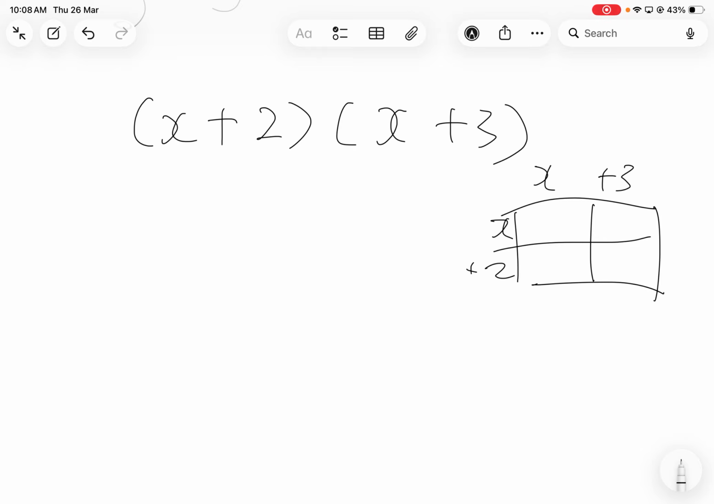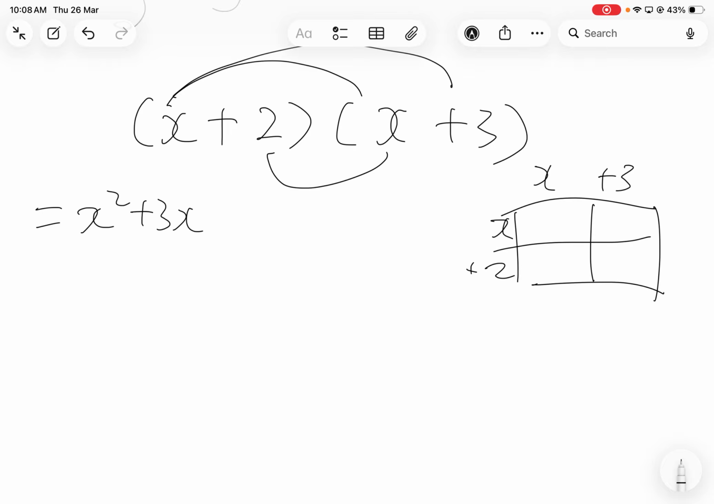But once you are very familiar, you don't need this already, you can just multiply x by x. First one times first one. x times x is x squared. Then the second one is x times 3, so I have a 3x. The third one, 2 times the x. Then the last one, 2 times the 3. So I still have 4 pieces actually. Just that now like terms, I can put them together. 3x plus 2x becomes 5x.